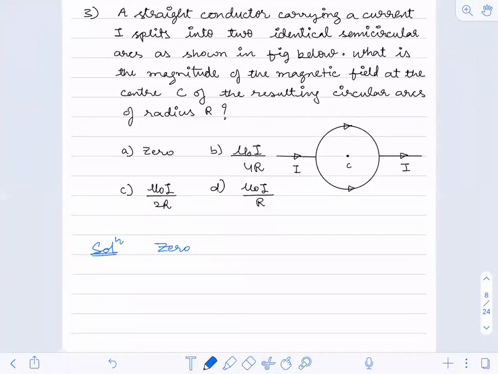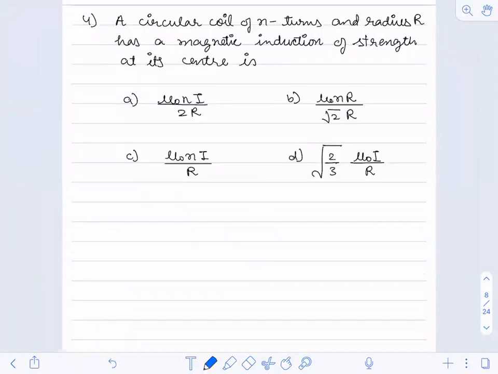Okay. Fourth question. A circular coil of n turns and radius r has a magnetic induction at its center of strength. So with n turns, mu naught I by 2r, the option is A. B at the center of the coil will be mu naught I by 2r into n. So this is the value.